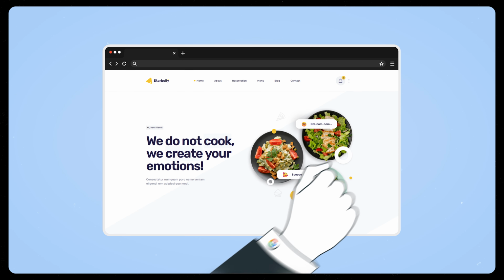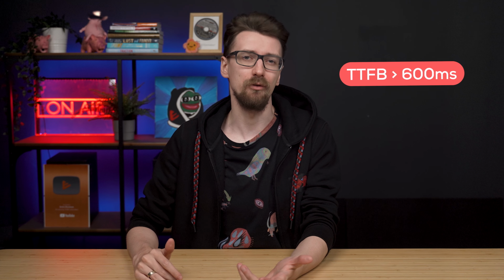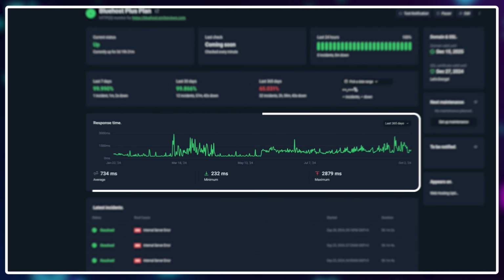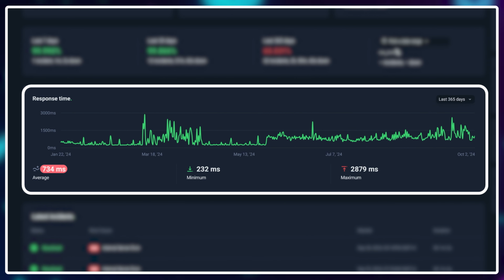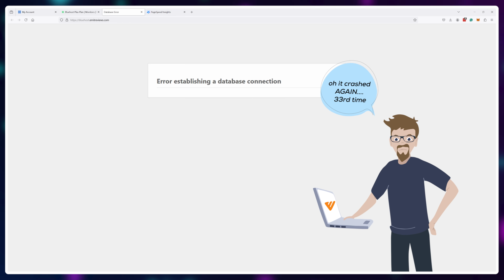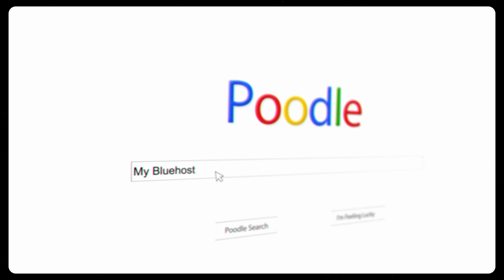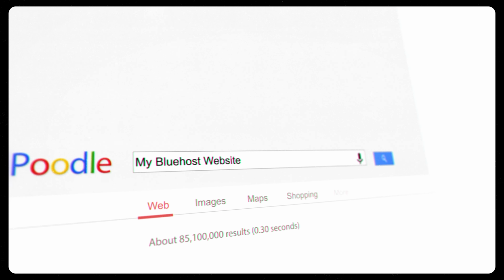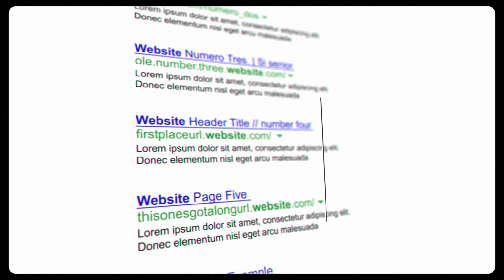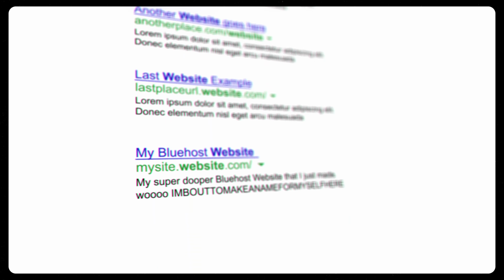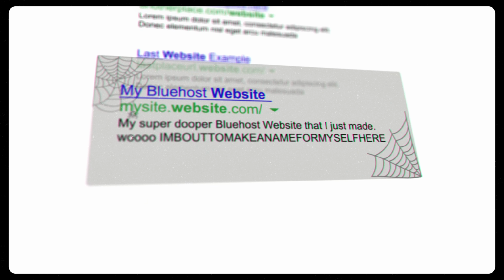You see, Google officially flags your website as slow and penalizes you if your response time is higher than 600 milliseconds. With Bluehost, I was averaging over 700 milliseconds, meaning on average, there's a 0.7 second lag on absolutely any input I do on my website. So my Bluehost website would stand no chance ranking on Google with all of these penalties and extremely slow performance for a $6 a month plan.